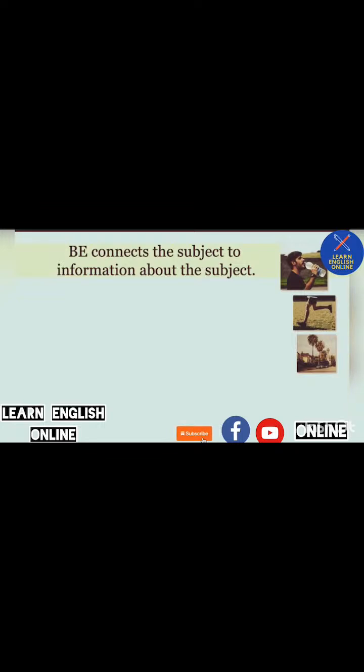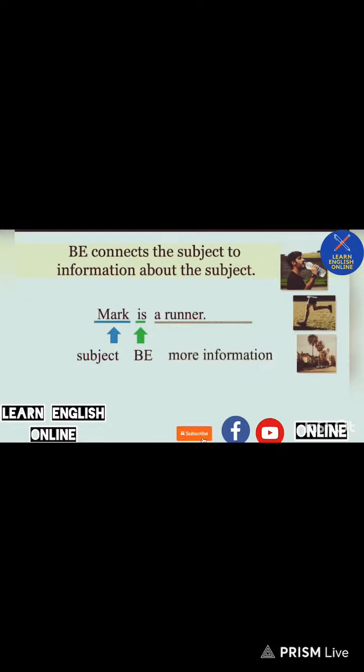Here is Mark again. Mark is a runner. Mark is the subject. Is the be verb. And a runner is more information about Mark. Be is the verb that connects the information to the subject when there really isn't any action. Here, the more information is a noun, runner, but we can change the sentence. Mark is thirsty. Now, the information is an adjective.